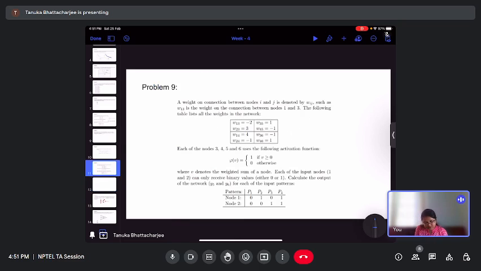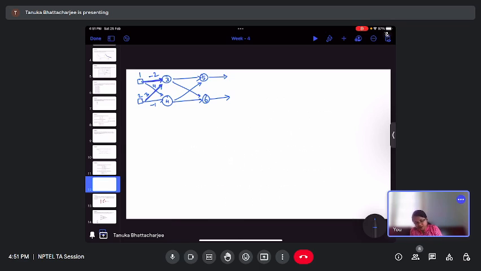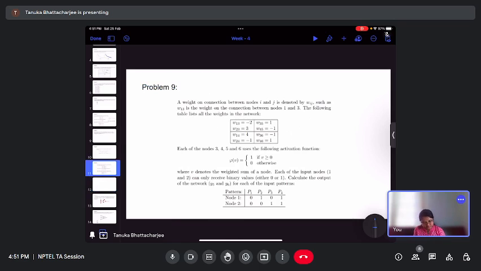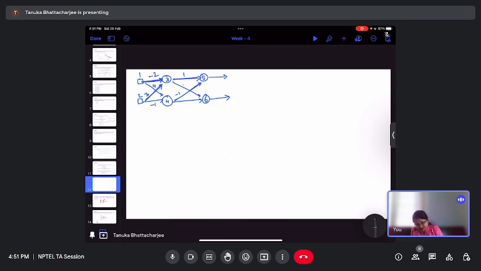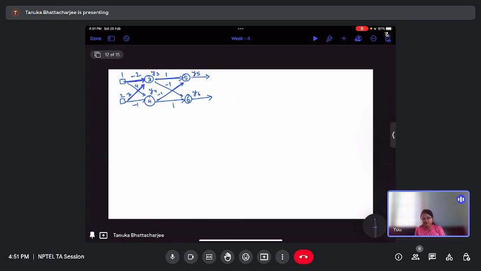Now that was for the first layer. For the next layer, 3, 5 and 4, 5 are 1 and minus 1. 3, 5 is this one, 1, and 4, 5 is this one, minus 1. 3, 6 is minus 1, 4, 6 is 1. And these are your final outputs, y5, y6. This is y3, y4. Now you have to compute.